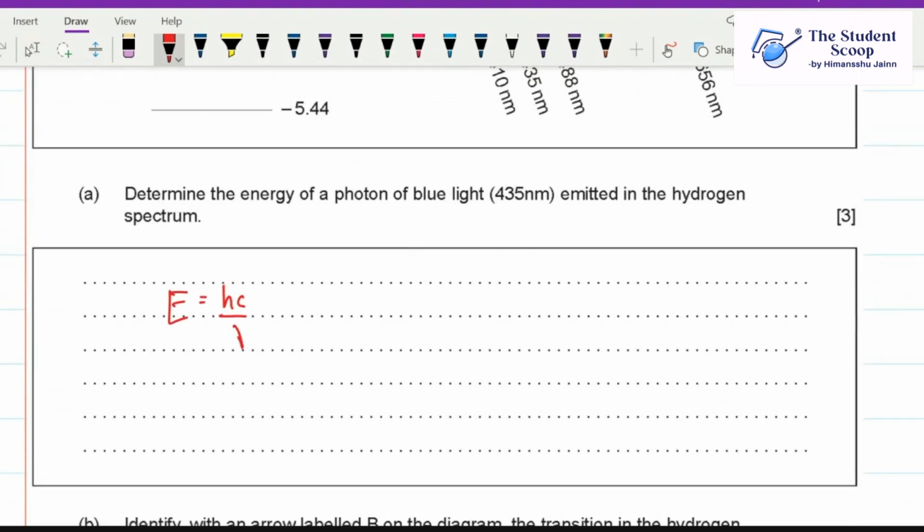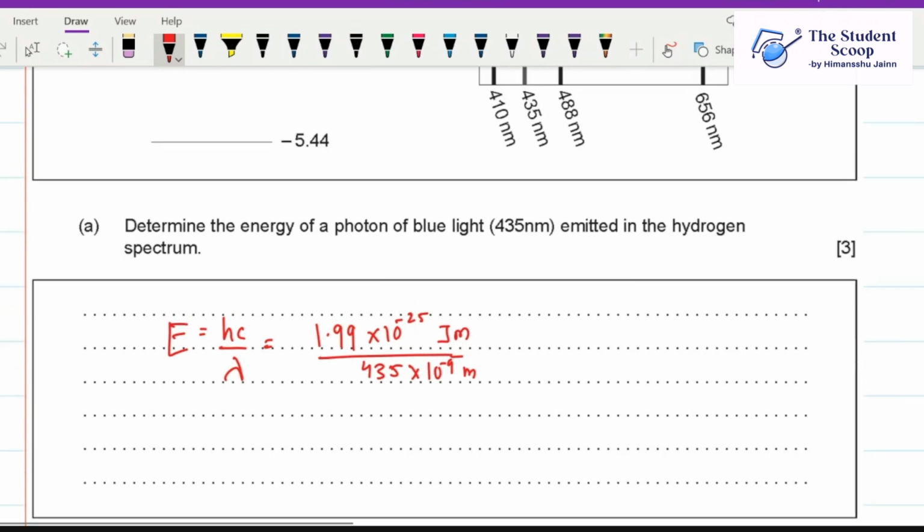It will be hc by lambda. So for hc I will substitute 1.9 times 10 to the minus 25 joule meter, and this will be divided by 435 nanometers. Okay, sorry, just meters. So this will cancel out, and we will get our answer. The nanometer is 10 to the minus 9, so we have to multiply this with 10 to the minus 9. Now this will give me the energy of the photon, and that's it. You don't have to do anything extra here.